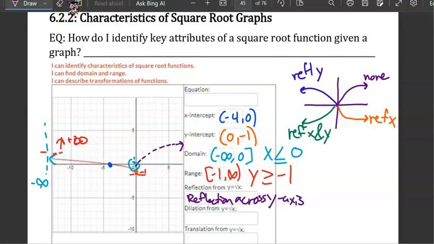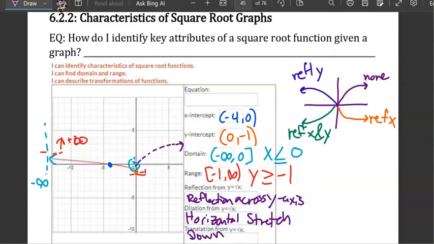Dilations. Well, from the parent function to the new one, it looks like it got flatter. That's a horizontal stretch. And then translations, it went down 1.